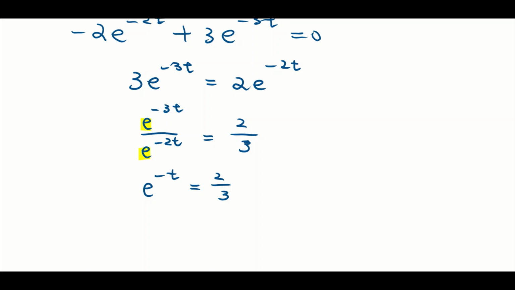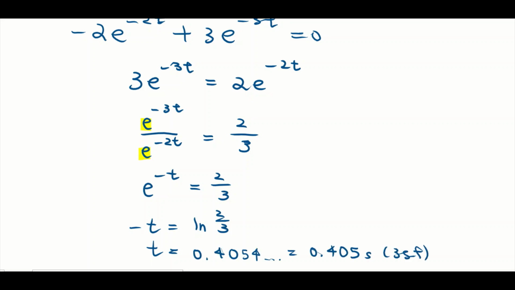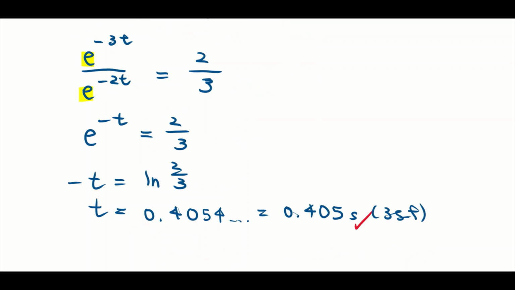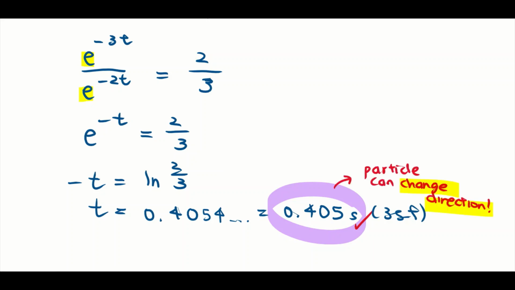Let's convert it back to ln form, where I get negative t is ln 2 over 3, and I'll get my value of t. The answer for time is 0.405 seconds, but a very important thing to take note of is that at this timing, since my particle is at instantaneous rest, it means it can change direction. So for future questions, I need to take note of this very special timing.